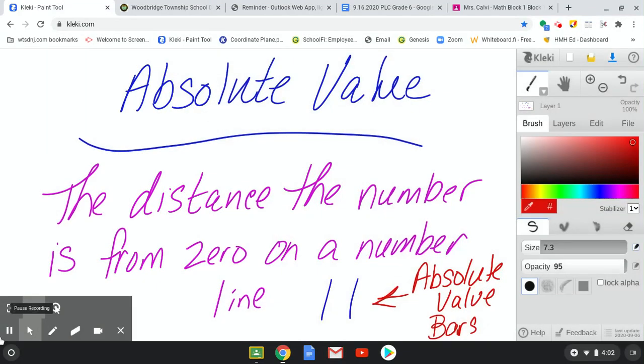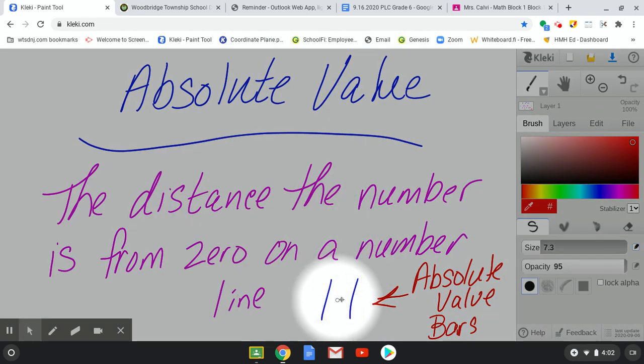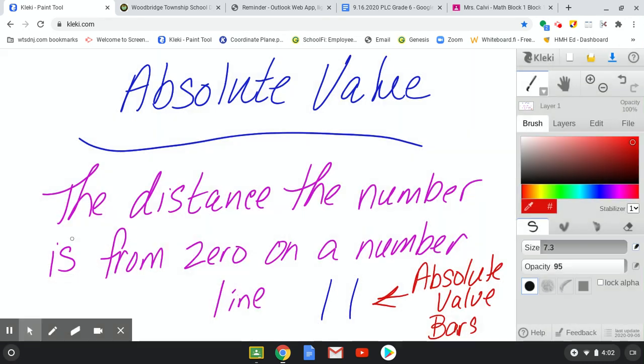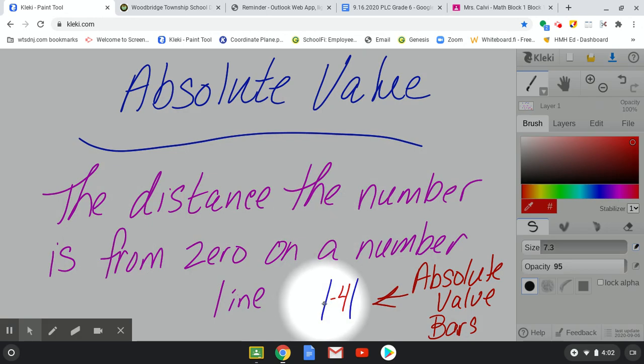Just want to do a quick review on absolute value. So absolute value is the distance a number is from 0 on the number line. And if you notice here, I have these two lines, and these are called the absolute value bars. All right. So now typically you would have a number inside of here. So I'm going to actually put the number -4. And this would be read as the absolute value of -4.